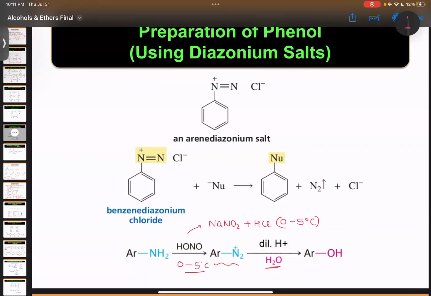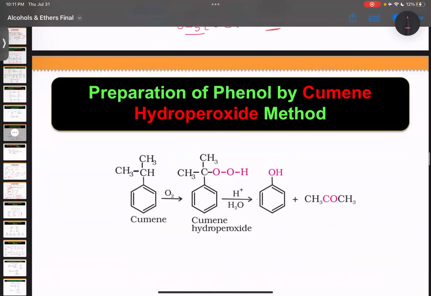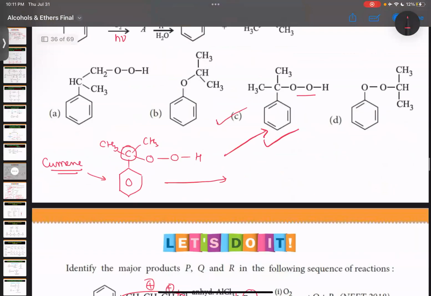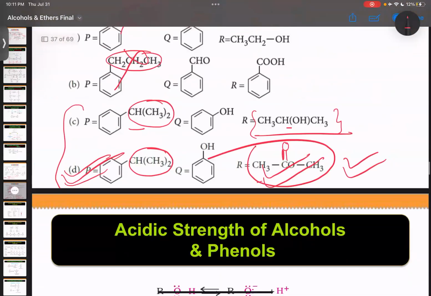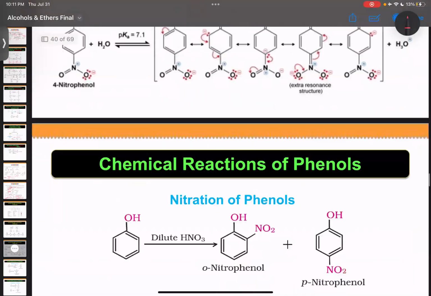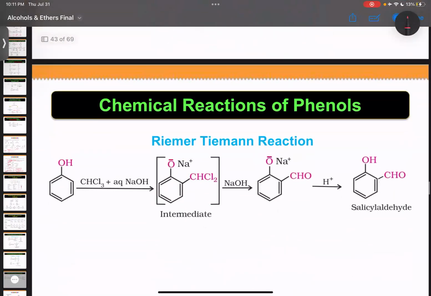So this is prepared from aniline. Aniline, you take NaNO2 and HCl, and that gives you benzene diazonium salt, and you react it with water, and when you react it with water, you get the phenol out of it. So this I hope is clear to you. Okay. This we already discussed, the cumene hydroperoxide method, right? So these are all the methods we discussed. Acidic strength we need to discuss. Okay. Nitration and the reactions, I hope this is clear. Remote even we did today.